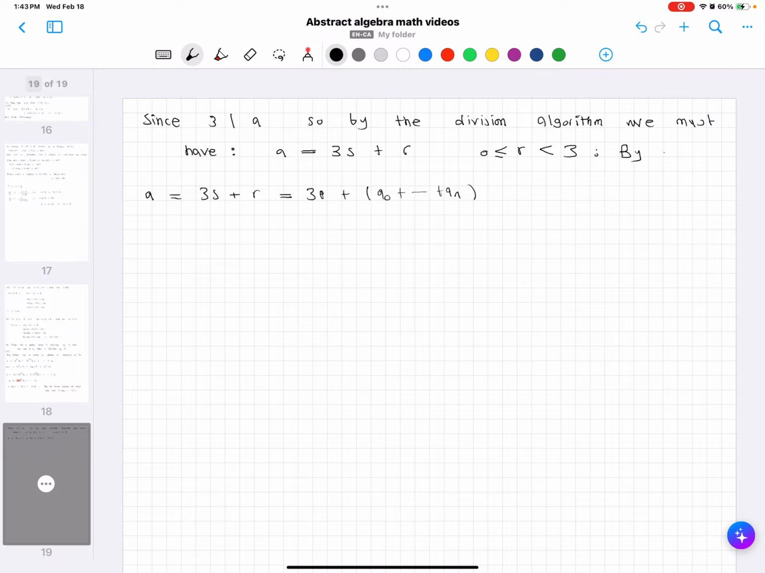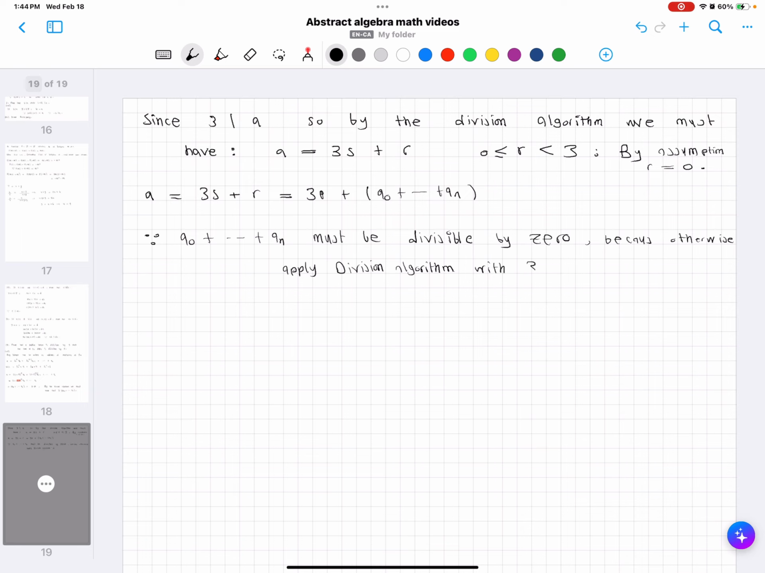So by assumption, r is equal to 0. So then here a naught plus all the way to a_n must be divisible by 3, because otherwise, apply the division algorithm with 3, and you get that 3 times alpha plus r is equal to a naught plus all the way to a_n.